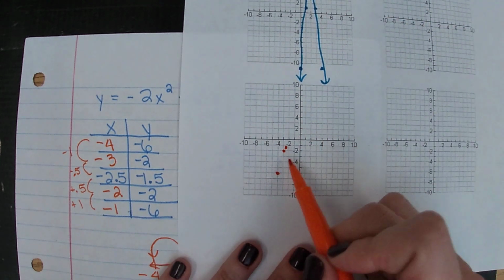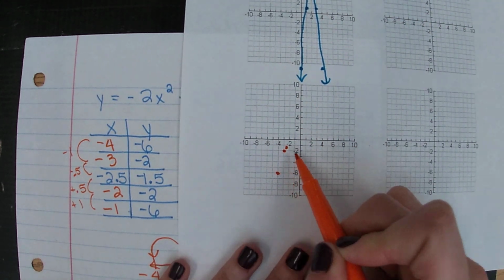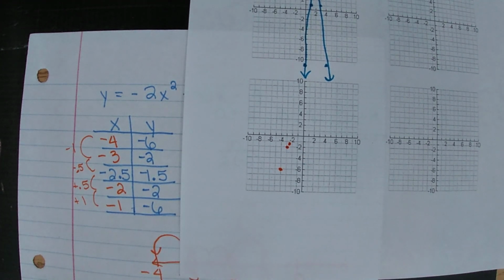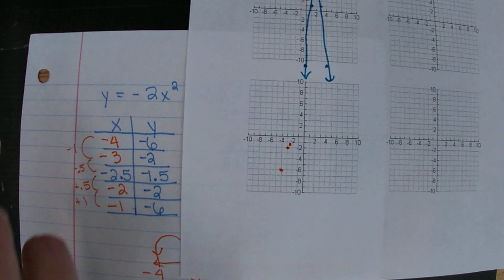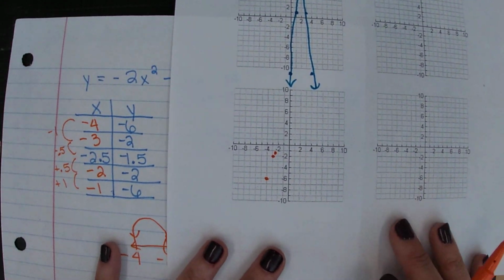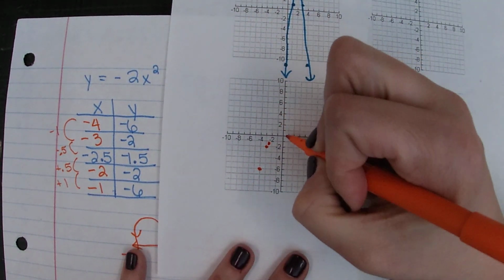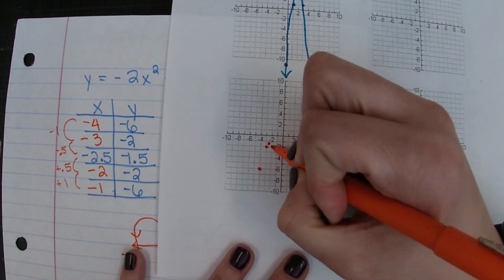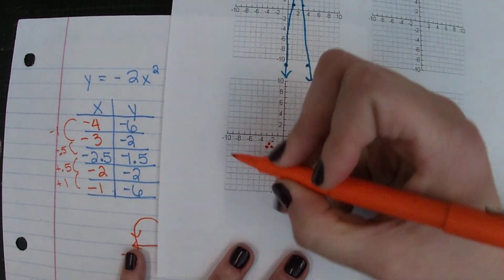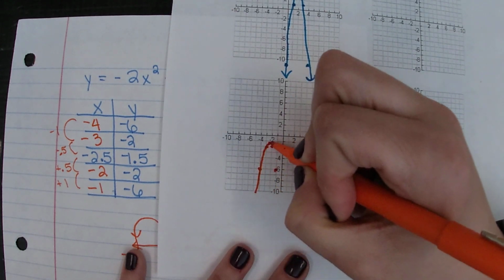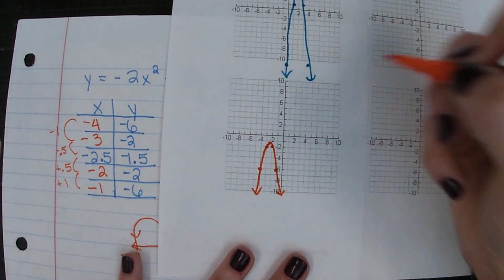And this is why I tend to avoid just going by 1/2, because those points end up so close to each other that I tend to do 1.5 and then 1. But that's just my personal preference. So negative 2, negative 2, negative 1, negative 6. And there is our parabola.